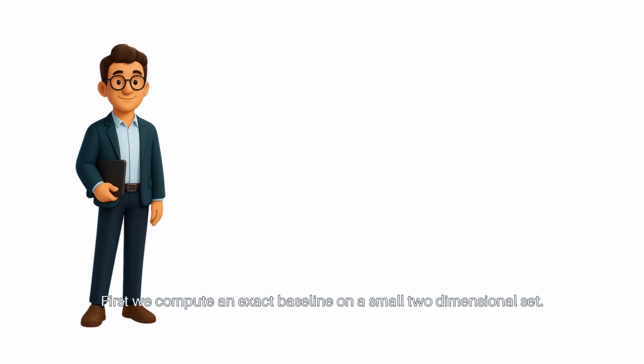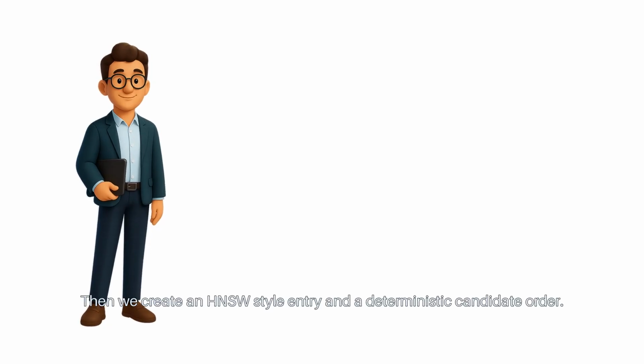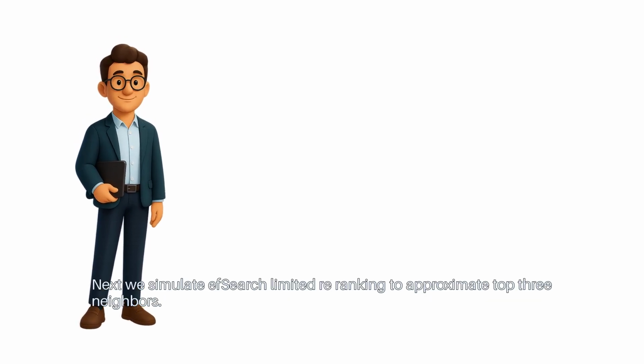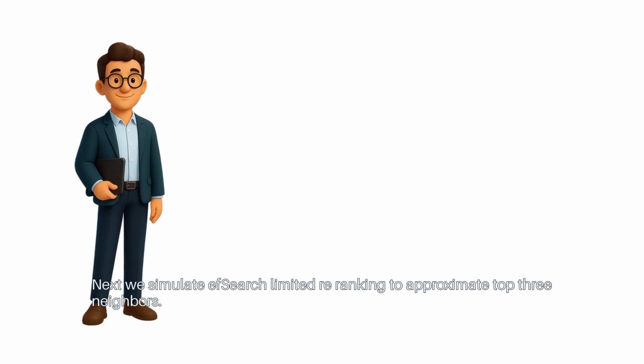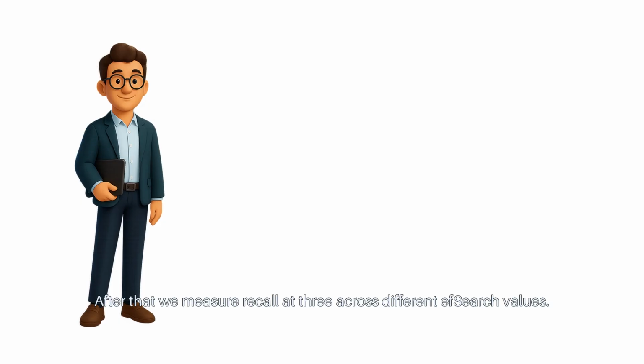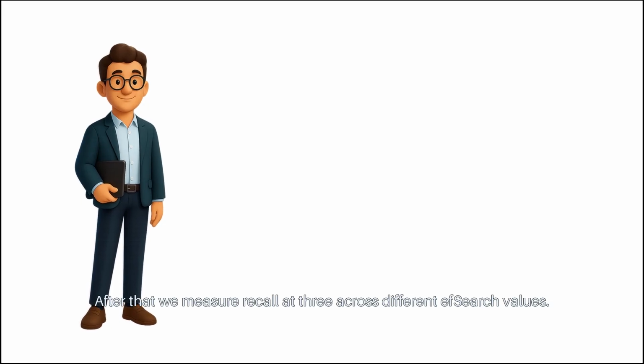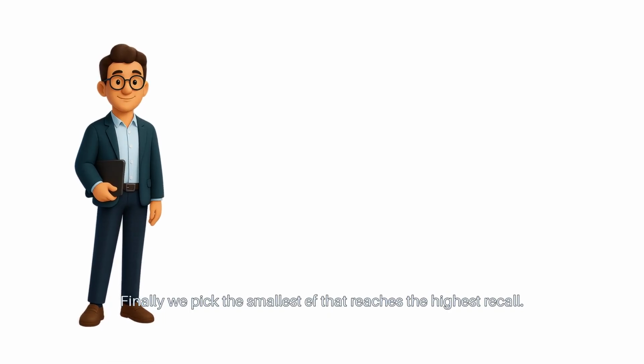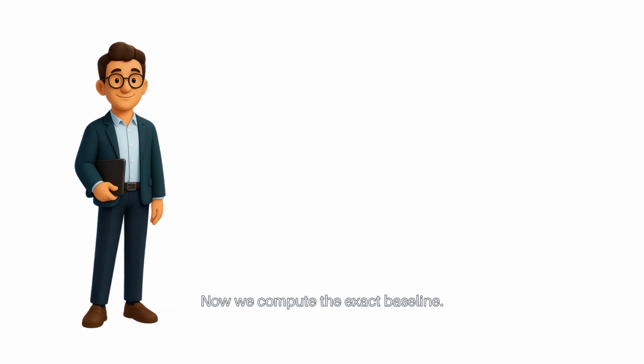First, we compute an exact baseline on a small two-dimensional set. Then we create an HNSW-style entry and a deterministic candidate order. Next, we simulate efSearch-limited re-ranking to approximate top 3 neighbors. After that, we measure recall at 3 across different efSearch values. Finally, we pick the smallest EF that reaches the highest recall. Now we compute the exact baseline.